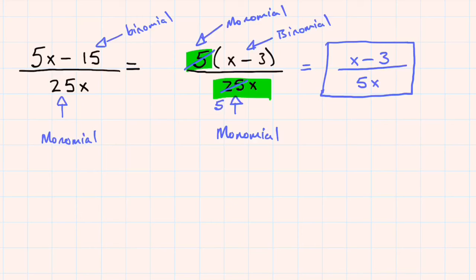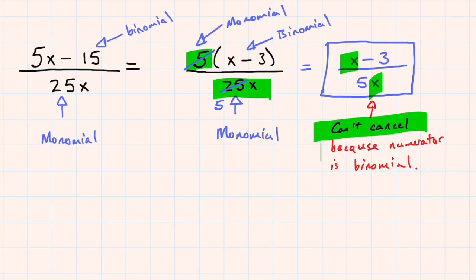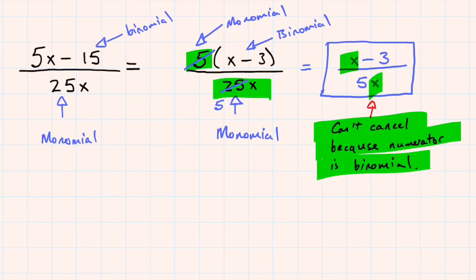What you want to be careful of is right now, this is a binomial on top and a monomial on the bottom. You cannot cancel out those x's. It looks really tempting and students often want to cancel those. You cannot cancel them out because they're not like polynomials. If there was an x in both terms, then you'd be able to factor it out and then you'd have a monomial and you could cancel out the x.